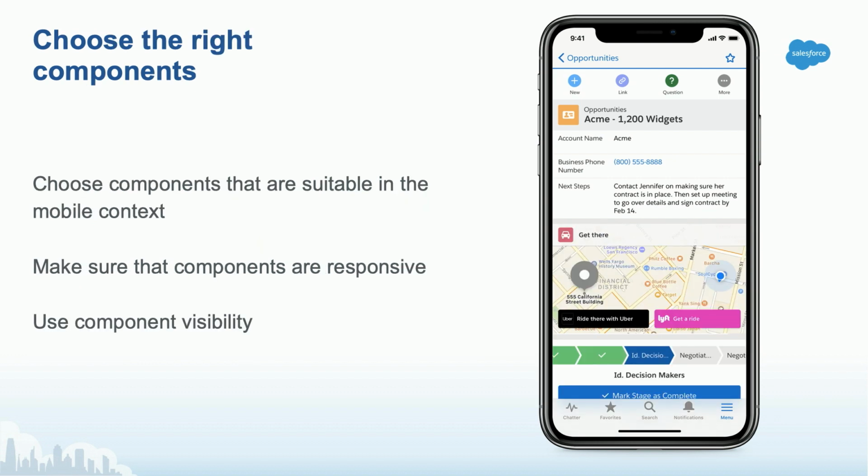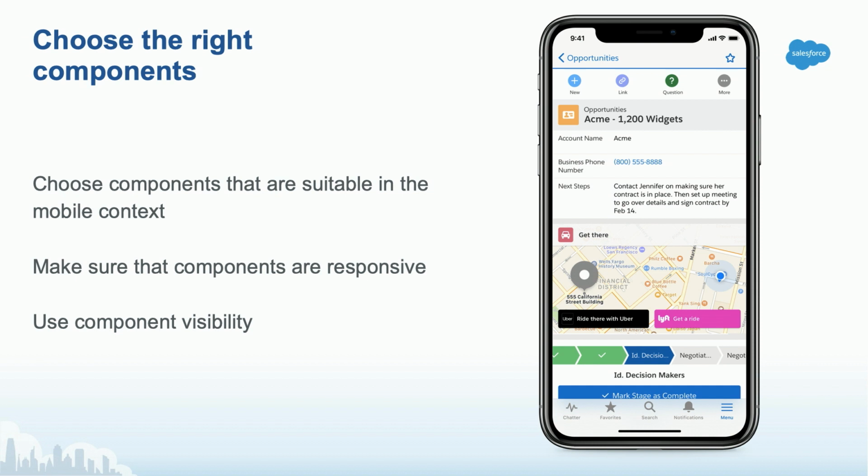Last, choose the right components. Choose components that are suitable for the mobile context. Again, if your users think that getting to a specific place is important, make sure that you're choosing that component for the mobile view. And if they don't think that charts and reports are something that they look at very frequently when they're on the go, then do not put that component in the mobile view, because they will just be wasting time scrolling through it.